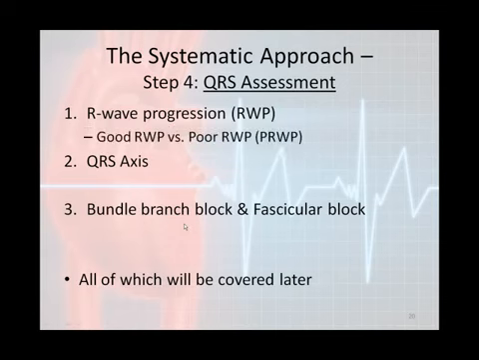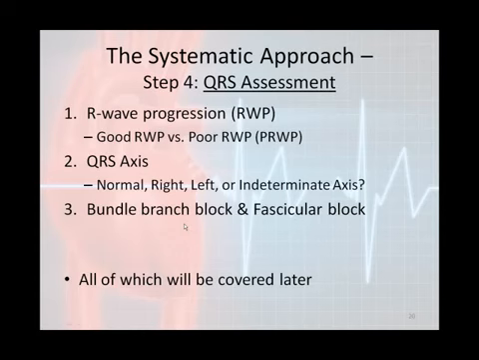For R wave progression, is it going to be good or poor R wave progression through the precordial leads? For the QRS axis, is it going to be normal, right, left, or indeterminate? And the bundle branch blocks, you can have a right versus left, and you could also have anterior versus posterior fascicular blocks.